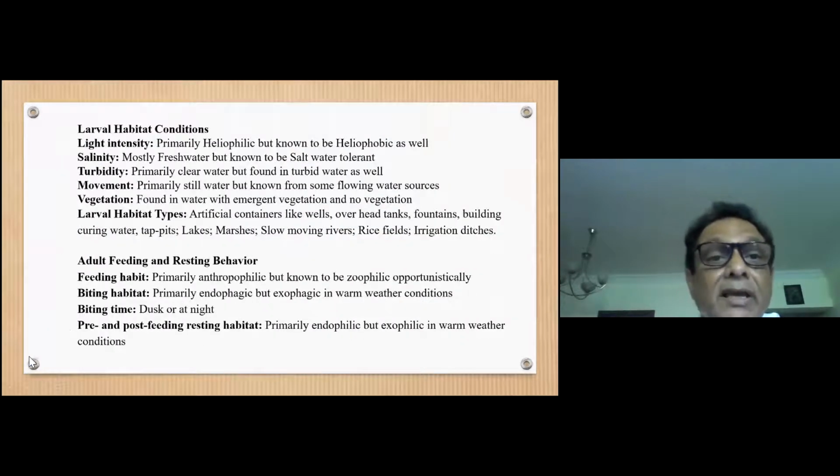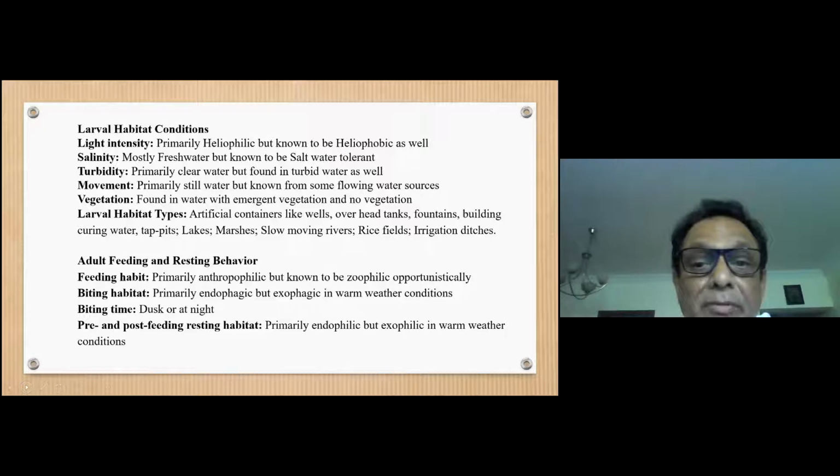If you see the larval habitat of this particular mosquito, it is primarily heliophilic, meaning photophilic, and also photophobic. It is mostly freshwater but is known to breed in salt water also. Like in Sri Lanka, I was going through it; it can breed in turbidity also. Primarily they like still water, but not much vegetation. And artificial containers like wells, overhead tanks, fountains, building curing waters, tap pits, lakes, marshes, slow moving rivers, rice field and irrigation ditches, they breed. But preferably they breed in urban areas.